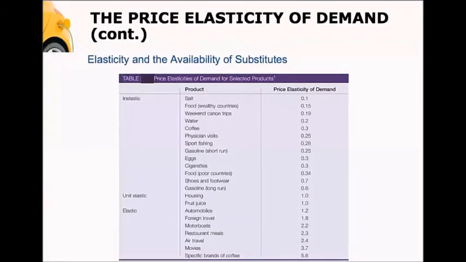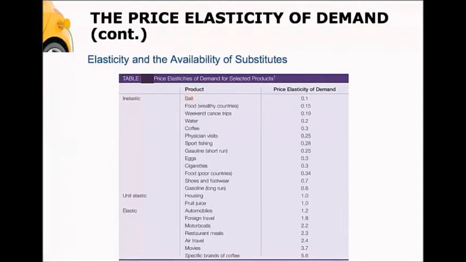Here are some examples of price elasticity for different goods and services. Here's an estimate of the price elasticity of salt of 0.1. So we can see that that's a very inelastic demand for salt. No matter what the change in price is, the demand for salt is not going to be very responsive.